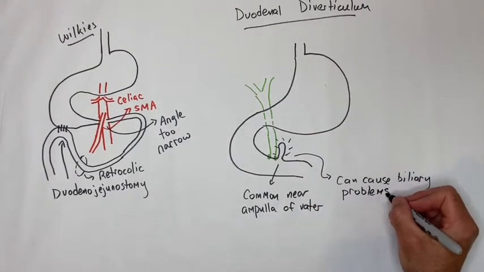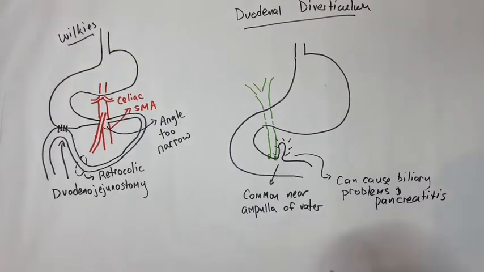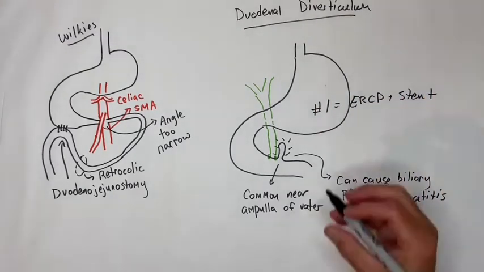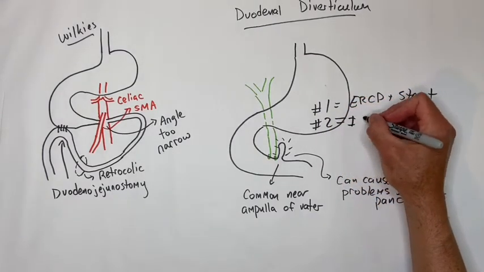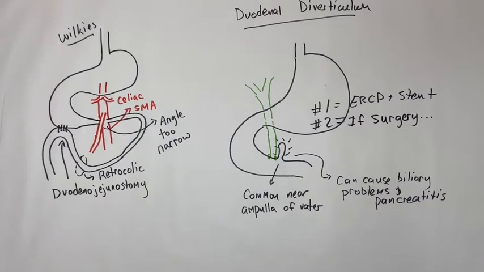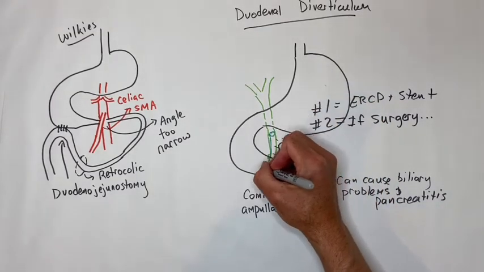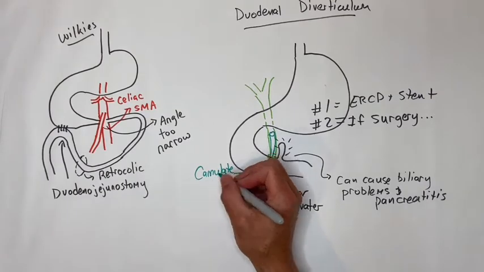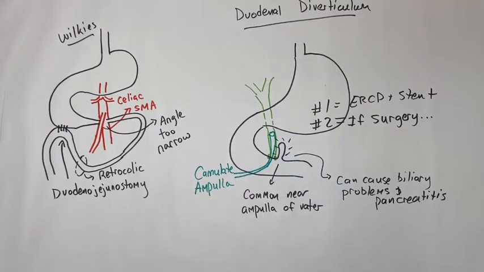The treatment for biliary obstruction problems should initially be trying to avoid surgery. Try maybe an ERCP and a sphincterotomy of the ampulla with a stent. If you are forced to operate for bleeding or refractory obstructions or perforation, be sure to cannulate the ampulla and pay attention to it since it will be nearby.